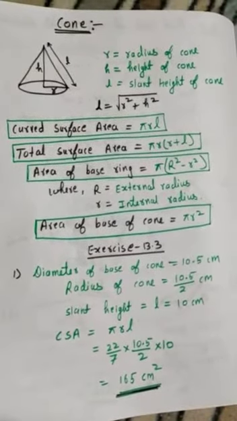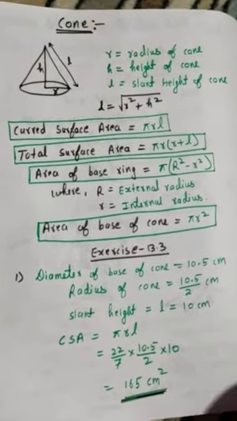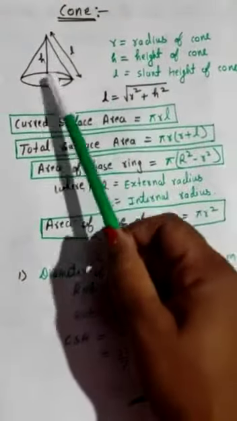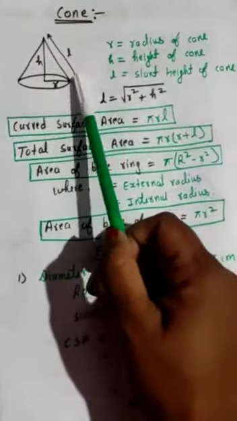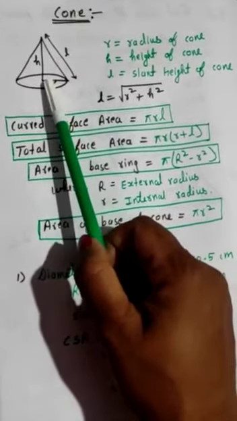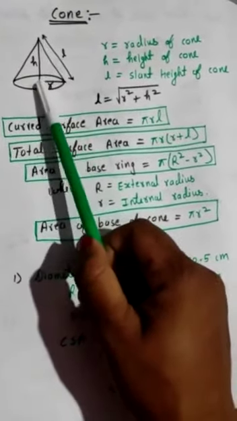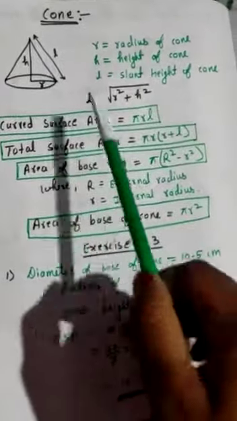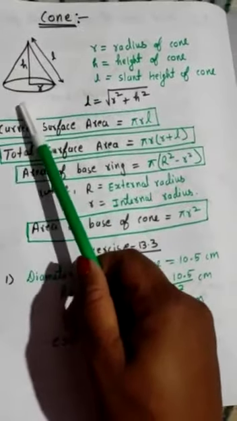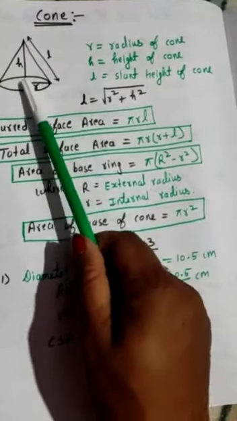So as I told you, we are going to start the new topic, which is cone. Okay, so this is the diagram of a cone. Actually, a cone is a three-dimensional figure, but here you can see I have tried to draw it on two dimensions. Paper is two-dimensional, so it has a total of three dimensions. Okay, this one is the radius.